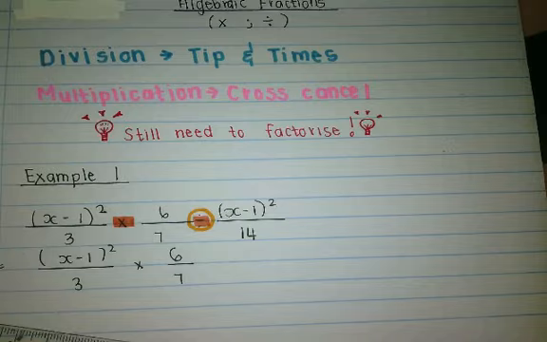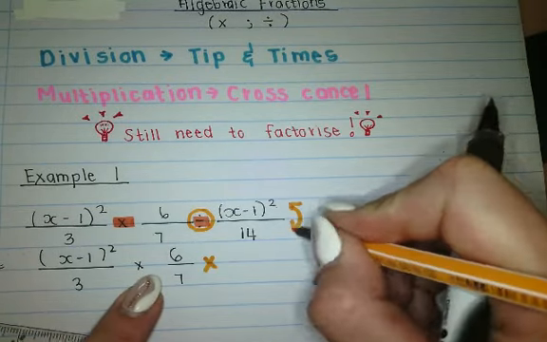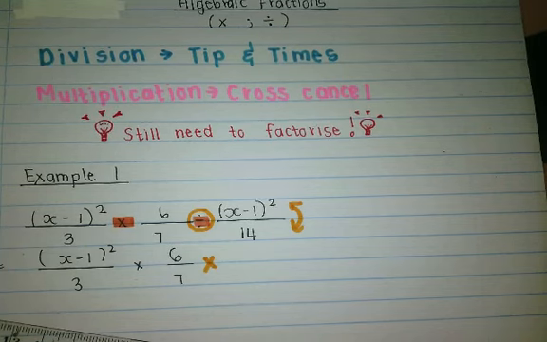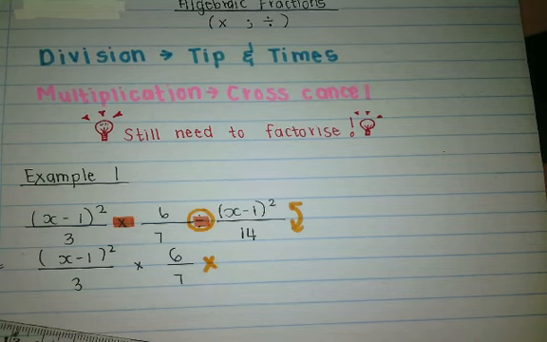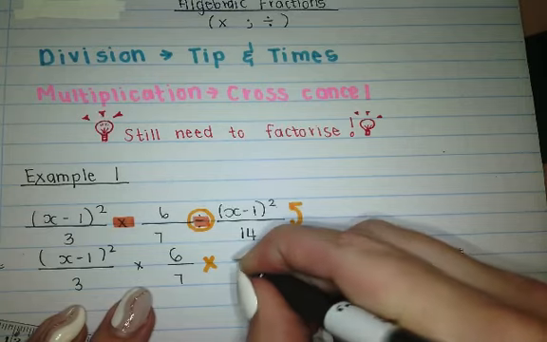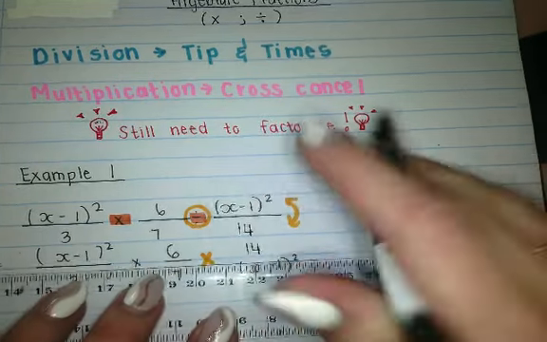We are going to change this to a times. And what are we going to do with this term? When you flip it, you don't make anything negative. That's only with exponents. When you move things to the top and you move things to the bottom, only the exponent's value changes. So this is going to be 14 over x minus 1 squared.